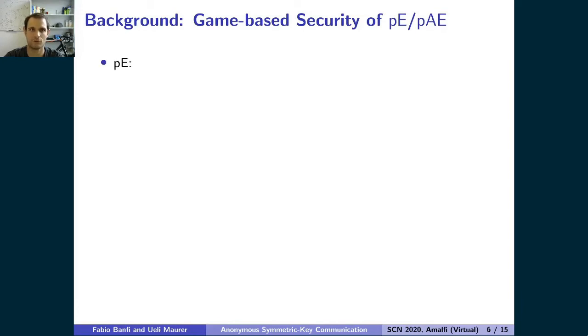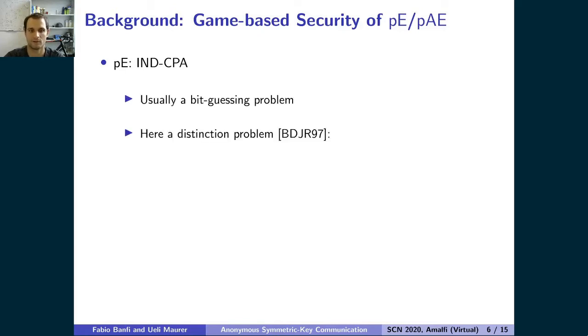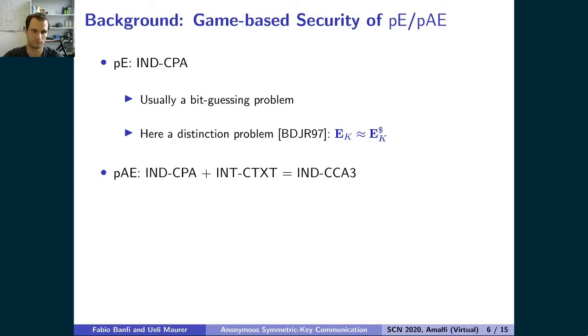Now let me show you how usually security of PE and PAE is defined in literature. So for PE, we have the notion of IND-CPA, which usually is defined as a bit guessing problem, but can also be defined, as I mentioned before, as a distinction problem, namely the distinction problem between the systems EK and EK$. On the other hand, for PAE, we usually have two notions that have to be satisfied by such a scheme, which can also be shown to be equivalent to one single notion.